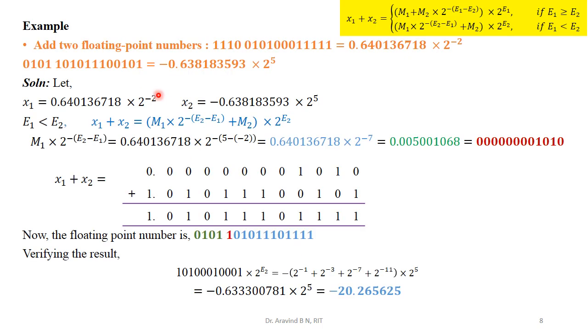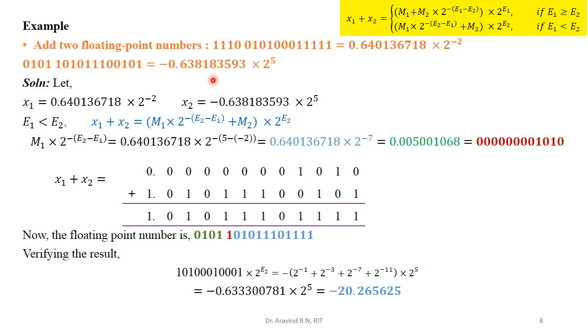So here we are going to have an example problem statement. Add two floating point numbers. So this is the first number and this one is going to be the second number. So now let us take x1 is this first number and x2 is going to be the second number. Right? Now try to identify the exponential realizations as per the given data.